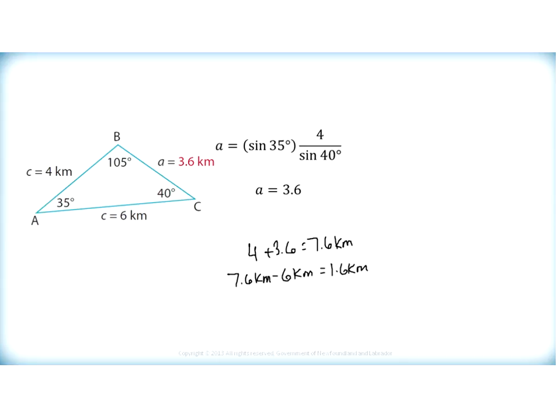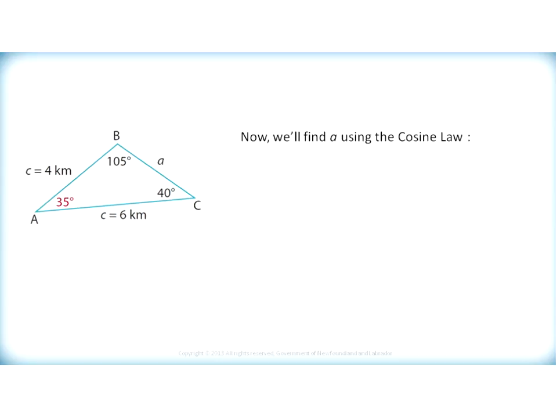So like I said, this is using sine law. We found that A is equal to 3.6. She went 1.6 kilometers out of her way. But we can also find the exact same information using cosine. And I'll demonstrate that now. We know angle A already. We don't have to recalculate that. Angle A is still 35 degrees.